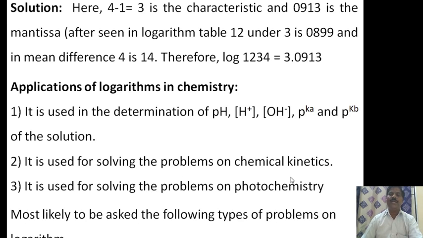Therefore, chemical kinetics problems can be solved by using logarithms. And the third use is for solving problems on photochemistry. In photochemistry there is Beer-Lambert's law, and on the basis of Beer-Lambert's law, those problems can be solved by using logarithms.